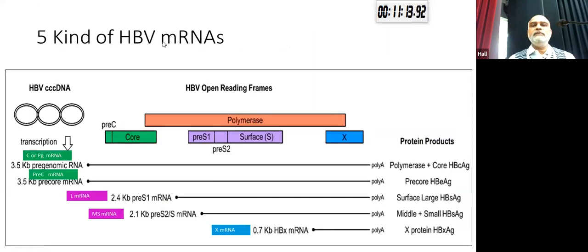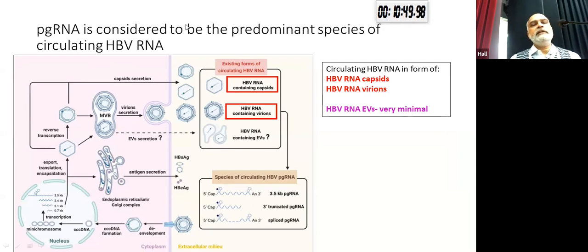So there are five kinds of HBV messenger RNA that we have to know, because HBV RNA is a very valuable marker: 3.5 kilobase pre-genomic, 3.5 kilobase pre-core, L messenger RNA, MS messenger RNA, and X messenger RNA. These are the five kinds of mRNAs that produce various types of particles. Now, which is the most common type of RNA circulating in the blood of patients? Pre-genomic RNA, about 90 to 95% of the circulating RNA is the pre-genomic type. And these are the various forms circulating in the blood: HBV RNA-containing capsids, whole virions containing the HBV RNA, and extracellular vesicles, which is a very minor component. Also, various types of pre-genomic RNAs are formed: whole pre-genomic RNA, truncated, and spliced.